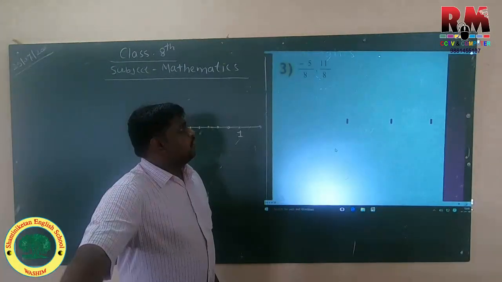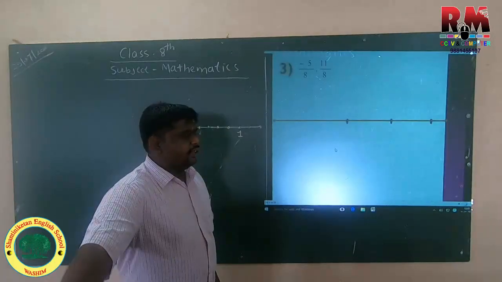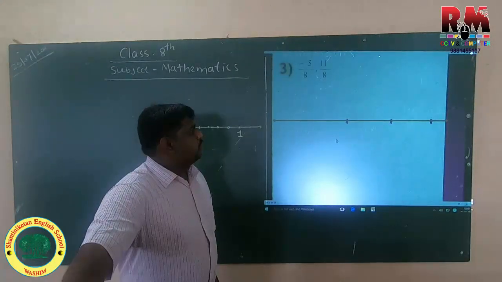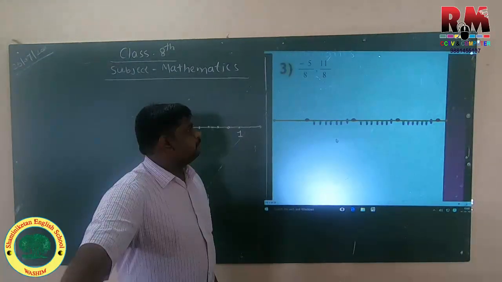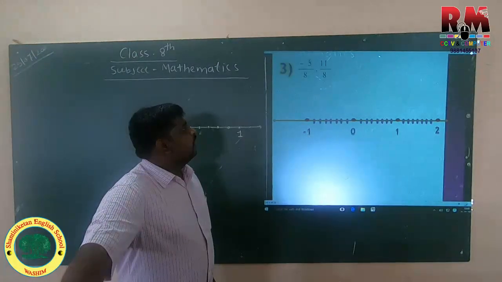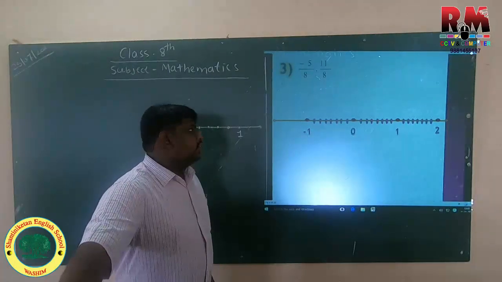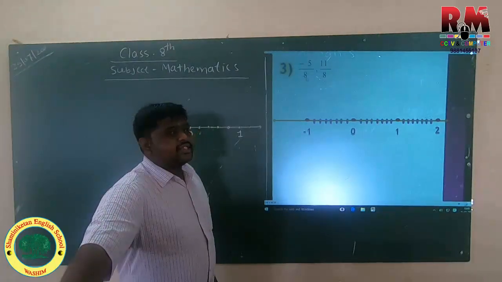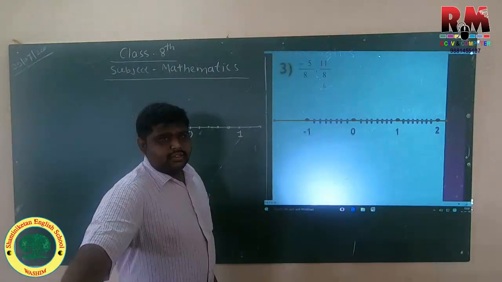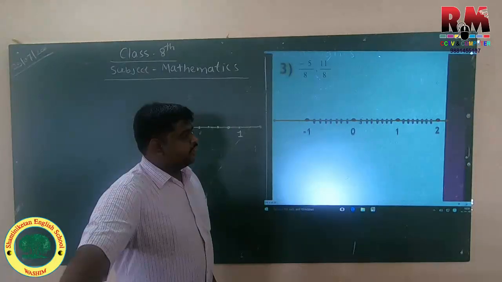Consider the next example: minus 5 by 8 and 11 by 8. Again, let us draw a number line. Take numbers 0, 1, 2, 3, 4, minus 1, minus 2, minus 3. Here observe the denominator is 8, so we divide the unit distance into 8 equal parts. We divide the unit distance 0 to 1 into 8 equal parts, which means giving 7 dots in between 0 and 1.